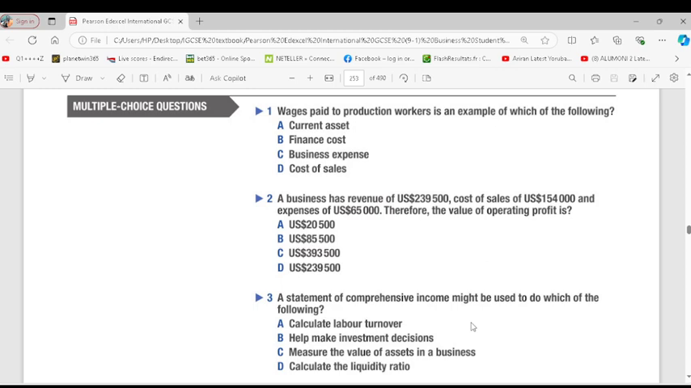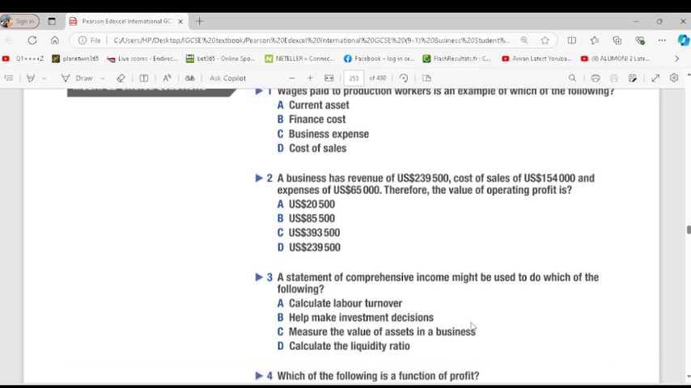Question 1. Wages paid to production workers is an example of which of the following? A, a current asset. B, finance cost. C, business expense. D, cost of sales. Well, it's D, cost of sales? No. Wages is part of business expenses. It's C.